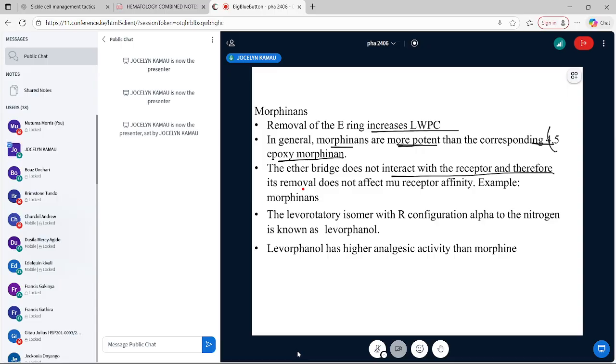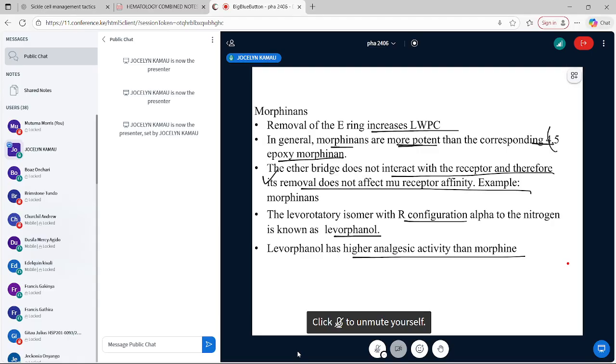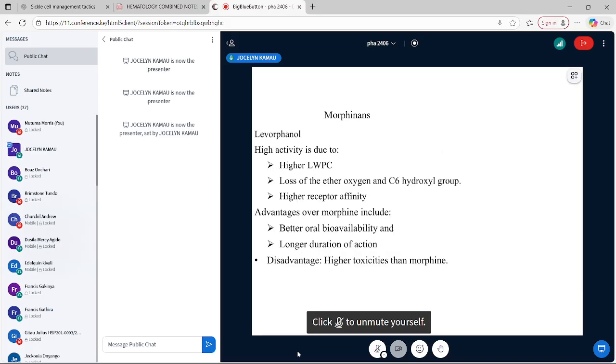The ether bridge does not interact with the receptor, and therefore its removal does not affect mu receptor affinity. So that's again very important for us to note that it's almost of no use, doesn't interact with the receptor, you remove it. Indeed, removal increases activity. The laboratory isomer with R configuration alpha to the nitrogen on carbon 9 is known as levorphanol. Levorphanol has higher analgesic activity than morphine. And I hope if you are asked, explain why levorphanol has higher analgesic activity than morphine, I believe all of us can be able to explain that.